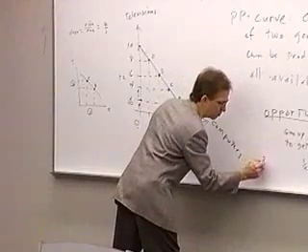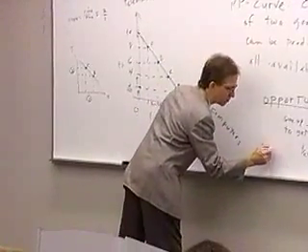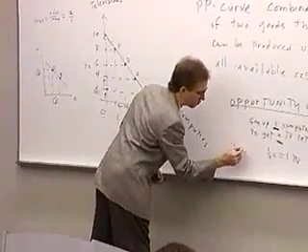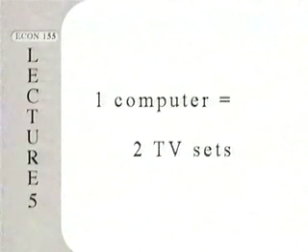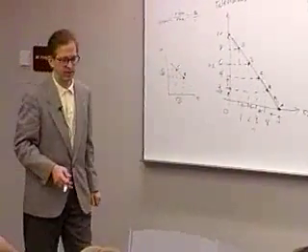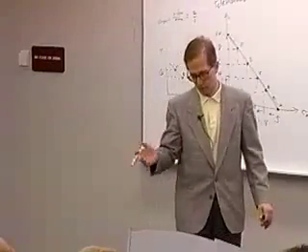Let's see. 1 computer equals 2 TV sets. So it depends on what we want to talk about in terms of its cost, but if we're interested in the cost of 1 computer, the cost of 1 computer is 2 TVs. If we're interested in the cost of 1 TV, it's a half computer. The slope of this line will tell us that. Questions about this? Stop me if you want to talk about any of this.